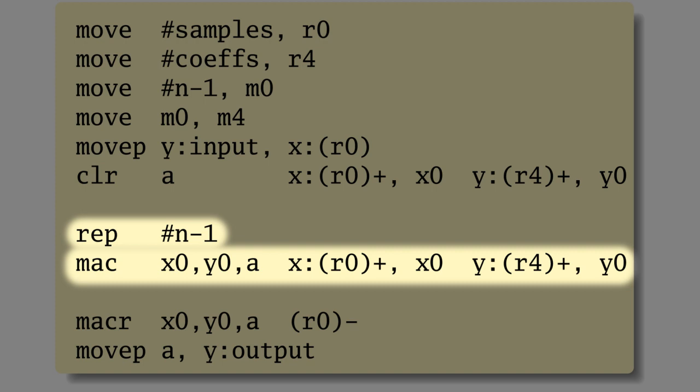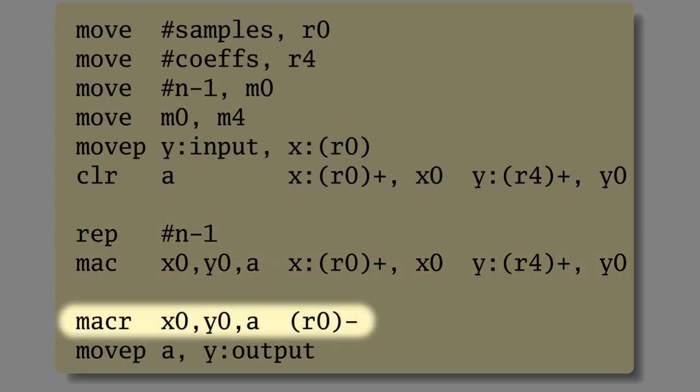This is all pipelined, so when the multiplier is multiplying one sample coefficient pair, the next pair is being loaded from memory. Similarly, the addresses are updated only after the loads take place. The result is that when the rep loop is completed, the last sample coefficient pair remains in X0 and Y0.